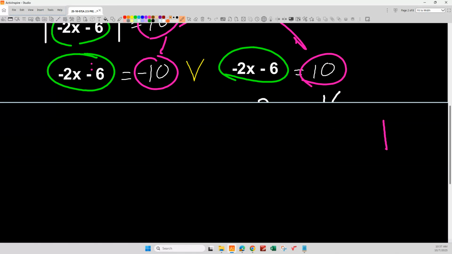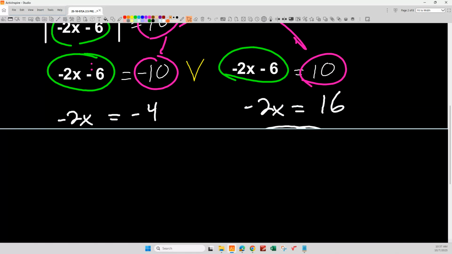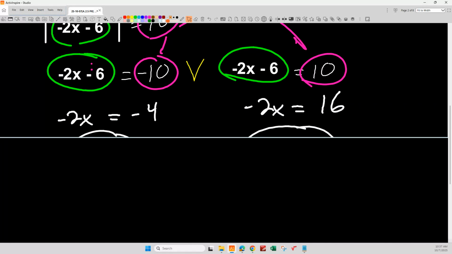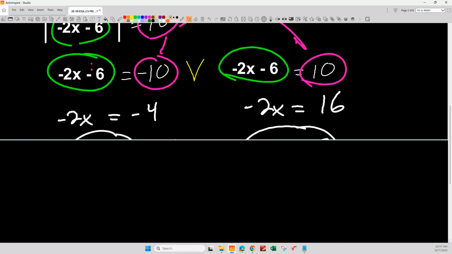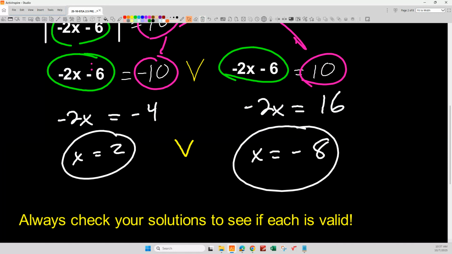And what do I get? Well, if I add 6, I get negative 10 plus 6 is negative 4. Negative 4 divided by negative 2 is positive 2. Good. And then over here, if I add 6 to 10, I get 16 divided by negative 2 is negative 8. I get my 2 solutions.